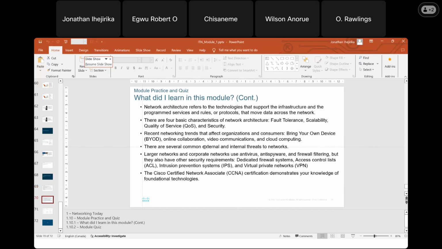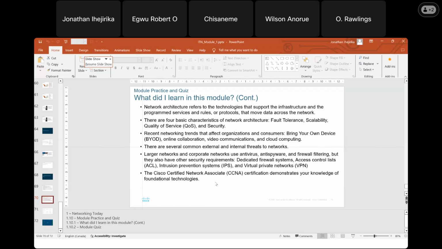So network architecture refers to the technologies that support the infrastructure, and the programmed services and rules or protocols that move data across the network. And we've talked about that. We said there are 4 basic characteristics of network architecture: fault tolerance, scalability, the quality of service it provides, and how secure it is, that is the security. And we have recent networking trends that affect organizations and consumers. We talked about BYOD, that is bring your own device, online collaboration, video communication, and cloud computing. Those are the recent networking trends that affect our organizations and consumers.